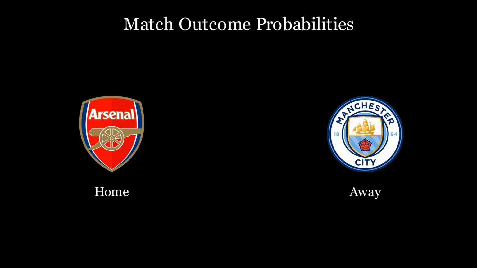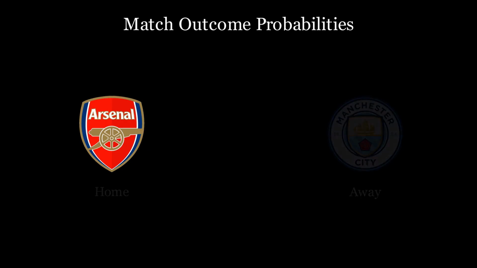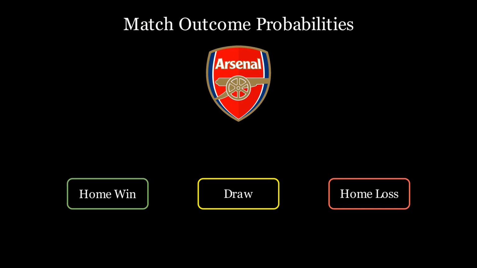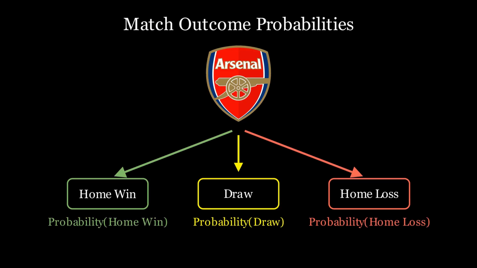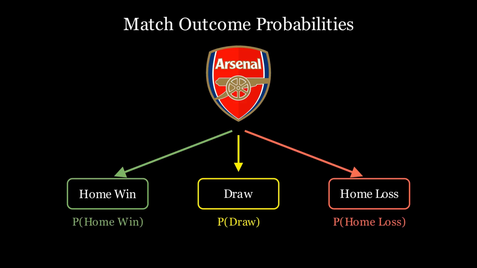For the home team, for example, there are always three possible outcomes. They can win, draw, or lose, where each event has its own probability, which we will for short write with the letter P. So P parentheses home win is shorthand for the probability of a home win.